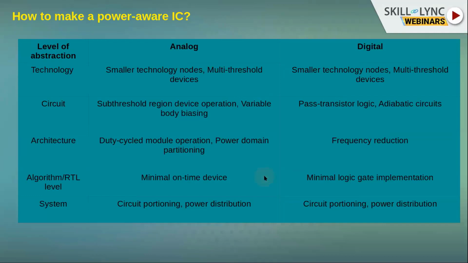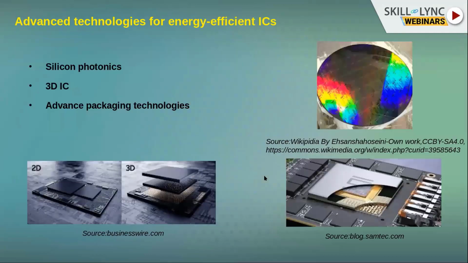So apart from the levels of abstraction, there are new technologies that are coming up for increasing the energy efficiency of ICs. One among them is silicon photonics, where we use optical technology to do our work, rather than using age-old CMOS based or FinFET based MOSFETs. And in 3D ICs, the interblock connections between the ICs are optimized using wires rather than using interconnects, for reducing the overall power consumption of the IC.